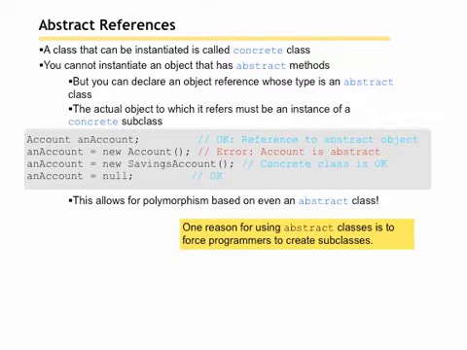You can declare an object reference whose type is an abstract class. However, it must reference objects of the subclass. So the actual object must be of a concrete class. Here's an example. Account anAccount = new Account(); can't do that because Account is abstract. Account anAccount = new SavingsAccount(); we can do that because SavingsAccount is concrete. Account anAccount = null; we can do that because null means nothing. There's no object there. This allows for polymorphism based on an abstract class, and sometimes that's very useful because we know that all subclasses are going to be enforcing the model set up by the superclass.